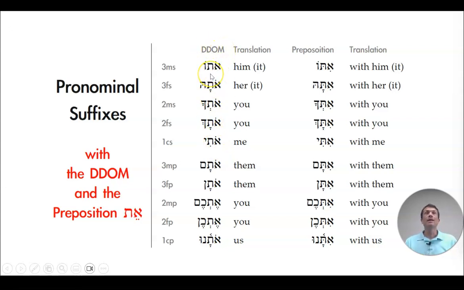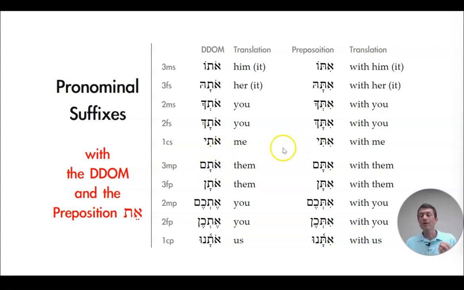Remember that this word signals that the next word is the definite direct object of a verb. And that et, you can actually put a pronoun suffix on it. It's the word et, and when you put a pronoun suffix on it, the vowel changes to a holam. So it's the first vowel. So it's oto, him or it, ota, her, otecha, you, and so on.